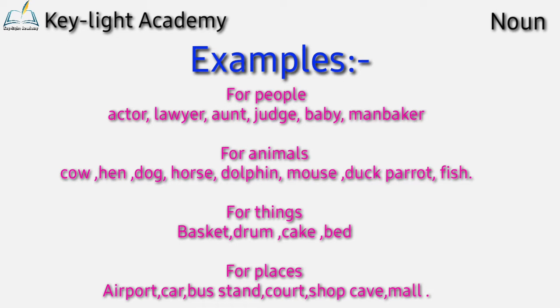Examples for animals: cow, hen, dog, horse, dolphin, mouse, parrot, fish, duck. For things: basket, tram, cake. I like cake. Pet. For places: airport, car, bus stand, cart, shop, cave, mall. These nouns are common nouns and there is no particular noun. So an airport, you can use for all airports around the world.